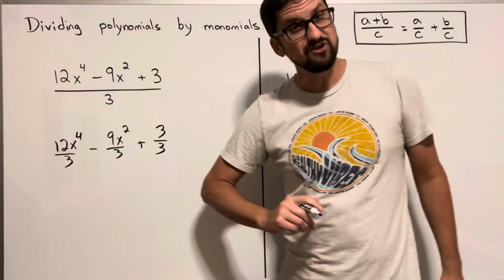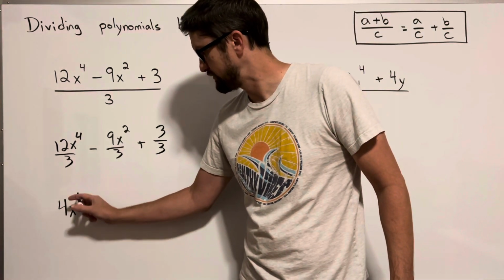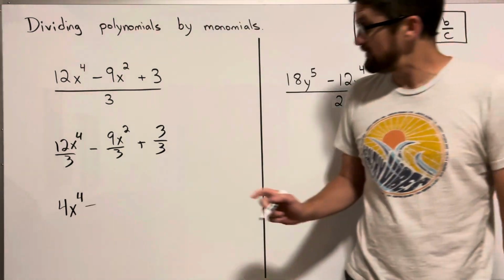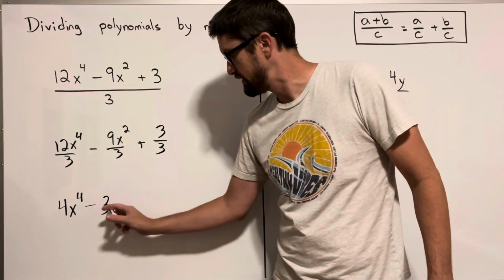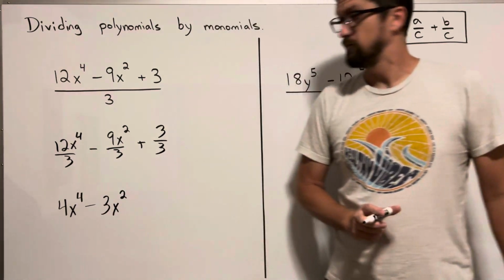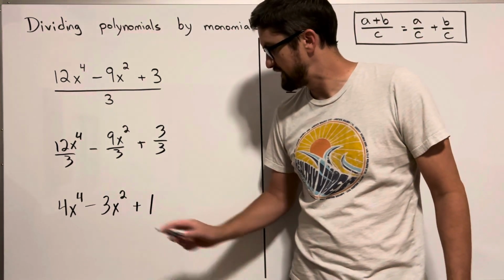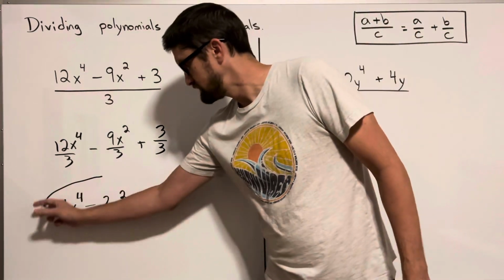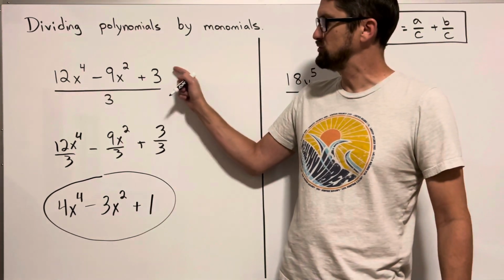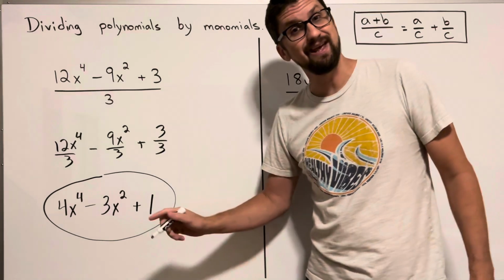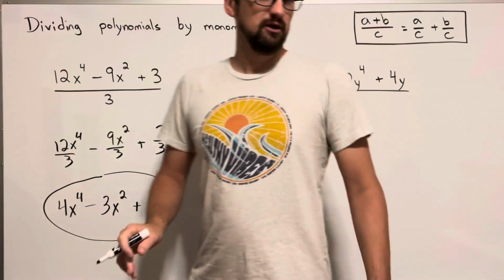3 goes into 12 4 times. So this first term is going to be 4x to the 4th. The middle term, 9 divided by 3 is 3, so it's going to be 3x squared for that one. And then the last one, 3 divided by 3 is 1. So we have plus 1 at the end. There's no like terms to combine, so this is going to be my answer. I took a trinomial divided by a monomial, and I ended up with a trinomial as the answer. That's the first one. Let's look at the second one.